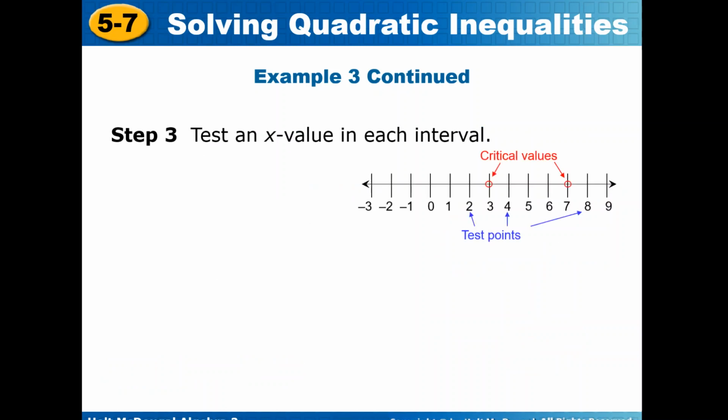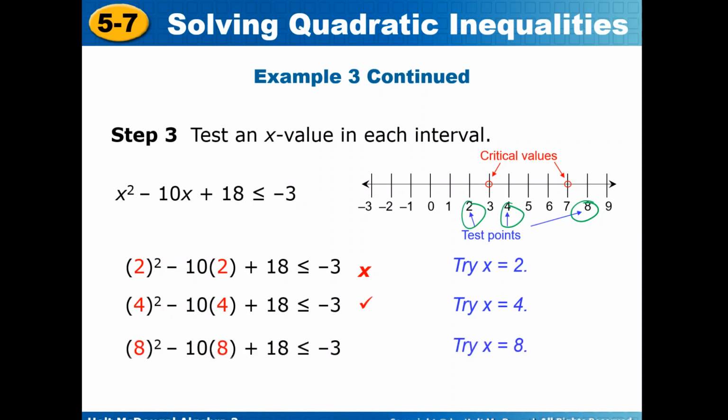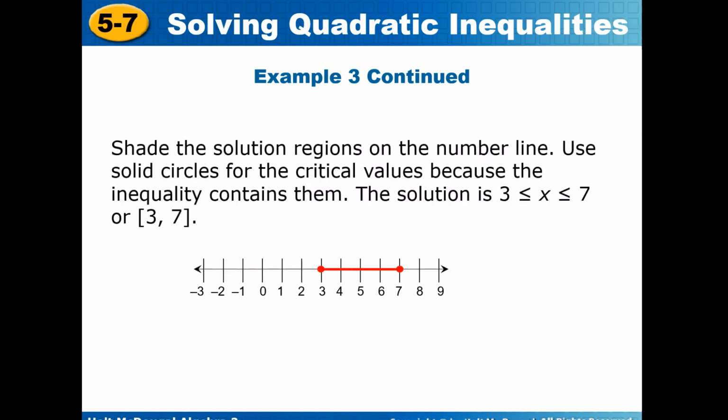And I'm going to test interval values in each one. They chose 2, 4, and 8, and I chose 0, but either way, it's still going to work. When you try 2, it doesn't work. When you try 4 inside this middle region, it does work. And when they tried 8, again, it does not work. So what that tells us is that our solution region is going to be right in here. This is our solution region that was true. We could also write it like that.